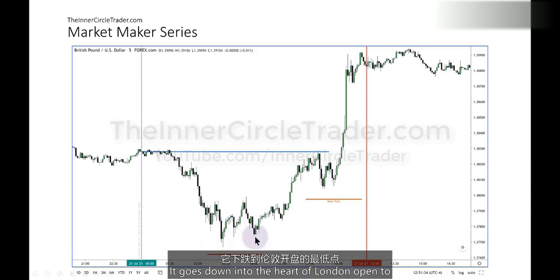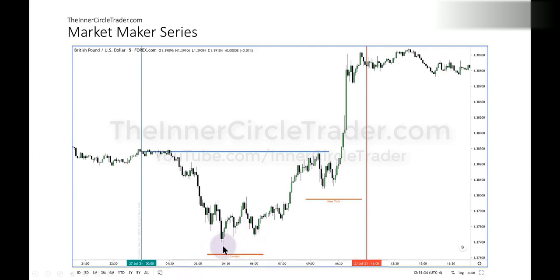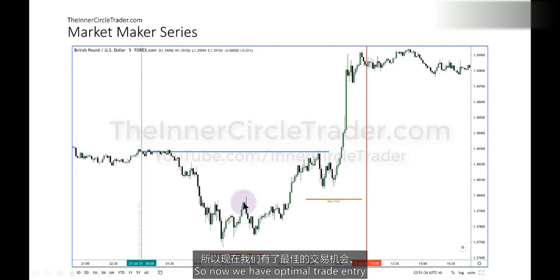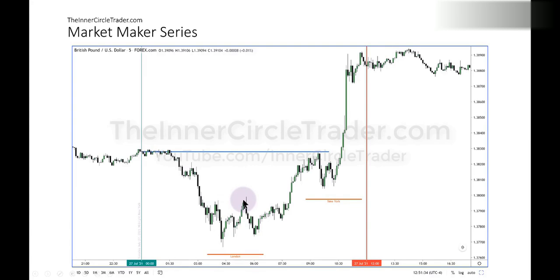It goes down into the heart of London Open, so the low forms below a short-term low here. Rallies, short-term break there. So now we have optimal trade entry with a break in market structure in a bullish week and on Tuesday. Price starts to rally up, trades right back to the opening price. Sells off once more, rallies again, and optimal trade entry. Rallies aggressively through the initial highs of the day.